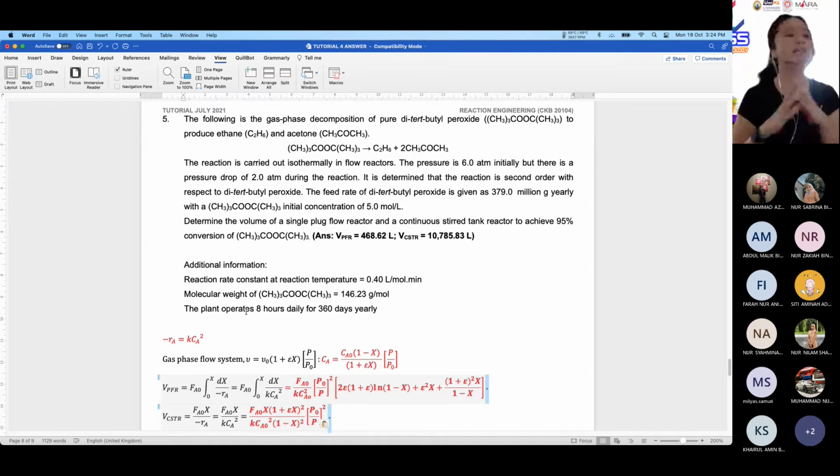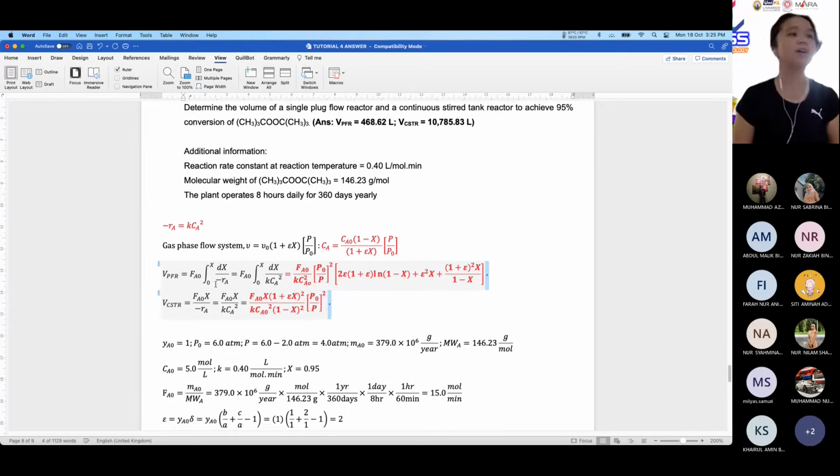Tetapi again, there's a reason why dia beri kita mass flow rate. So kamu sudah tahu kan, mass nak tukar kepada mole guna molecular weight. So mass flow rate nak tukar kepada molar flow rate pun boleh, still using molecular weight. So since we don't know FA0, but we know MA0, kita tahu inlet mass flow rate of A, MA0. So if I know MA0, I can change to FA0 using molecular weight.